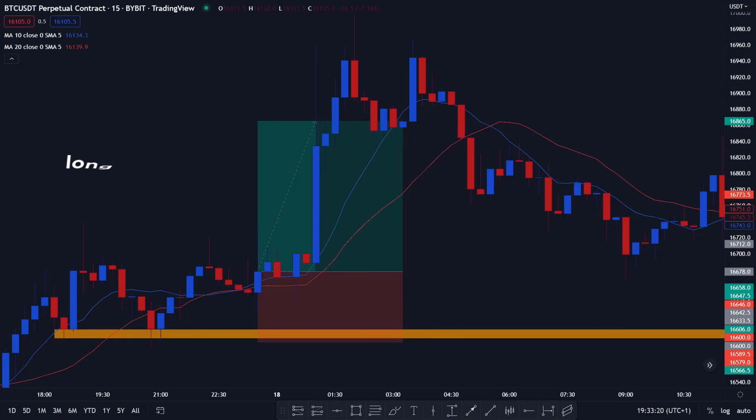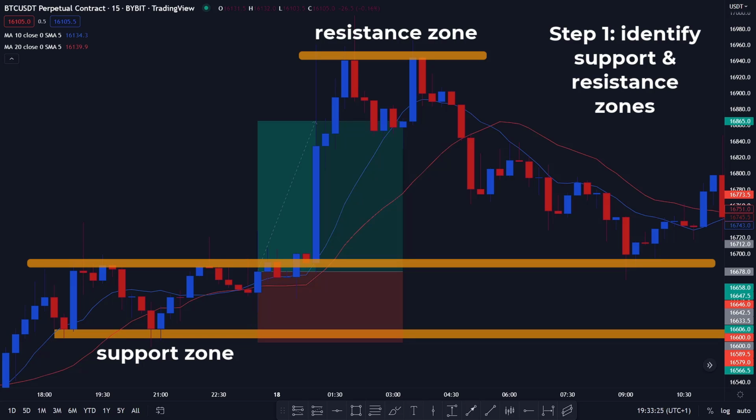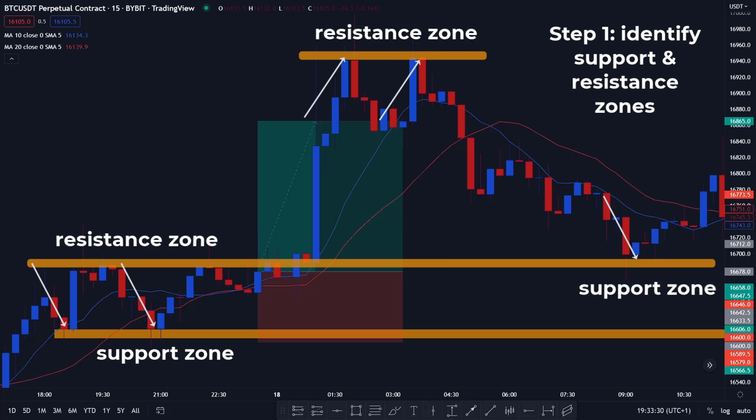We will start by taking an example of a long position. To find a good entry position, it is important to keep a few steps in mind. Step 1. Identify the support and resistance zones before we can take a position. We first have to identify the support and resistance zones based on past price action. These are zones where the price reverses or bounces back.